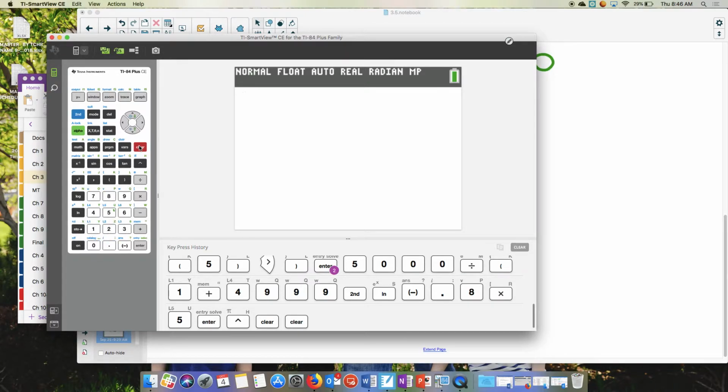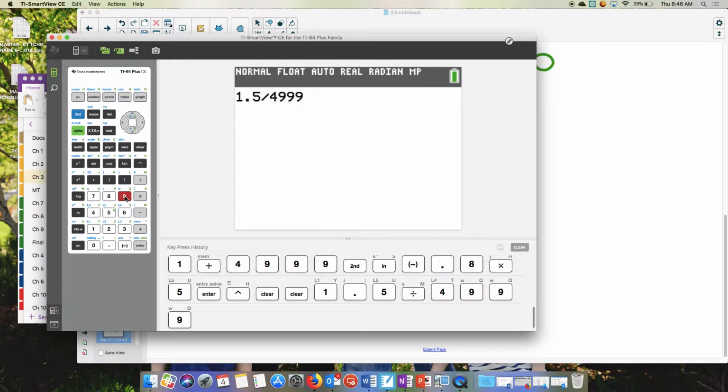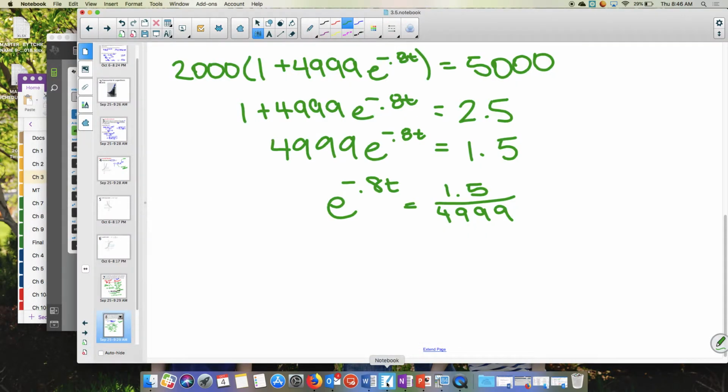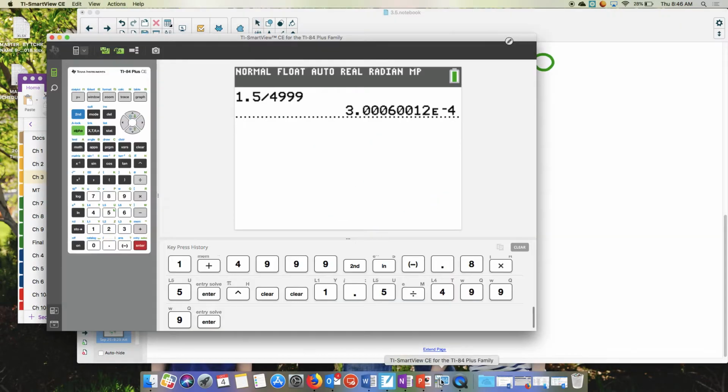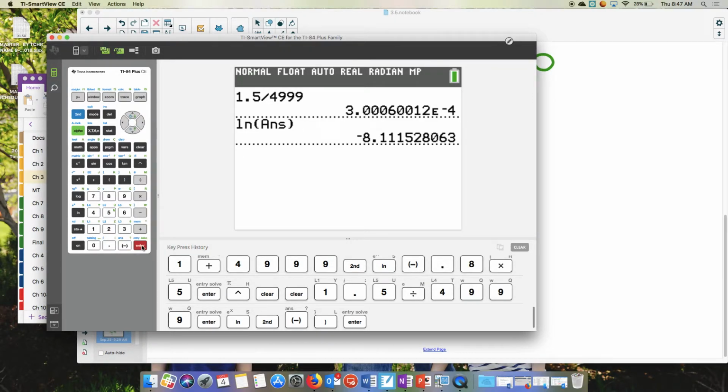1.5 divided by 4,999. Okay. So a really small number, right? Well, we know that we are going to have to change forms, right? Log base e of 1.5 over 4,999 equals negative 0.8t. Well, if that is what we have, we need to take the natural log of that number we just found, and then to get t by itself, we need to divide by that negative 0.8. So in our calculator, I'm going to punch natural log of the answer that I just got, and then divide by the negative 0.8. On the 10th day, they're going to have to say, no more classes.